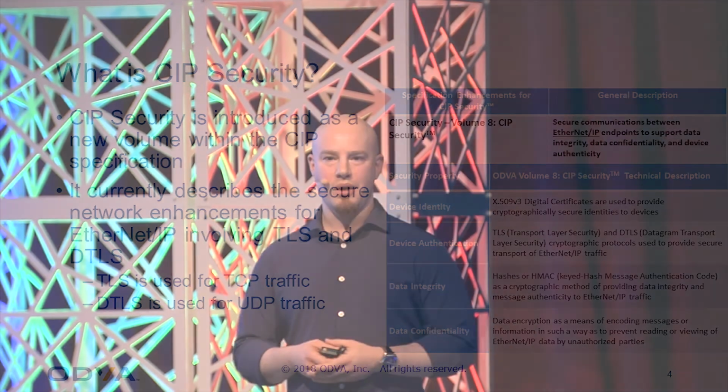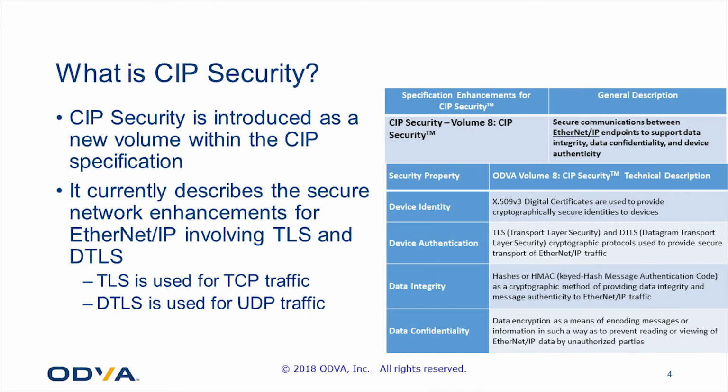What is CIP Security? CIP Security was introduced in a new volume within the CIP specification. It was introduced over 2 years ago, so we published it a while back. It currently defines the secure network enhancements for EtherNet/IP involving TLS and DTLS. TLS is used for the TCP traffic, and not surprisingly, DTLS is used for the UDP traffic.